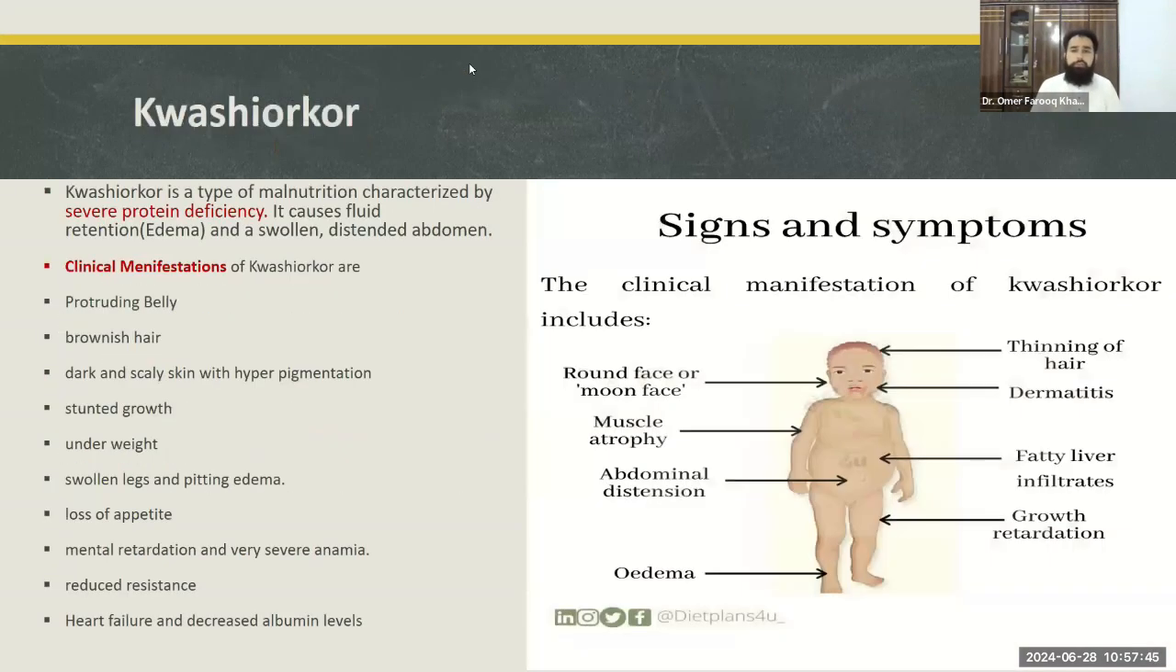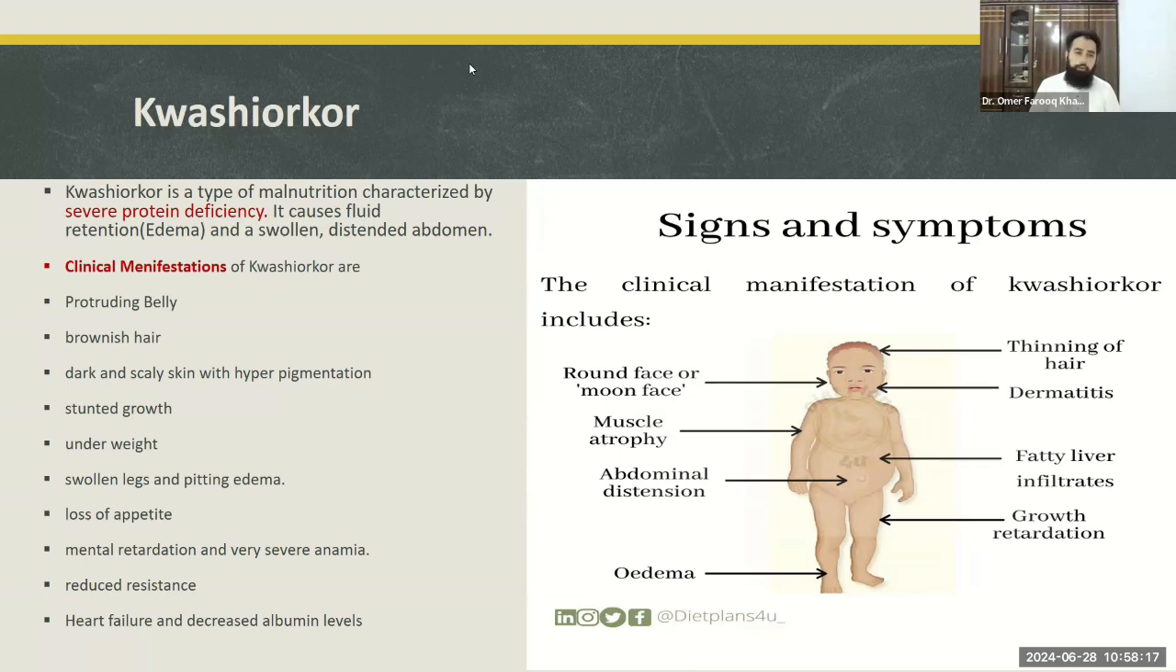So what is kwashiorkor? We will just have a brief whiff of it, because most of you already know. Many of you must have read about this disease in your high school age, and then college life as well. So kwashiorkor is a type of malnutrition characterized by severe protein deficiency. Remember it. Severe protein deficiency. It causes fluid retention, edema, and a swollen abdomen. So the clinical manifestations of kwashiorkor are protruding belly, brownish hair, dark and scaly skin with hyperpigmentation. So they are red babies.